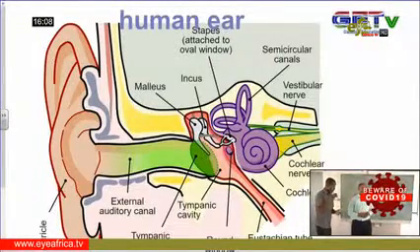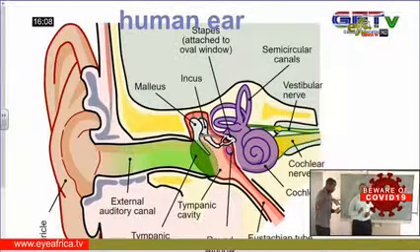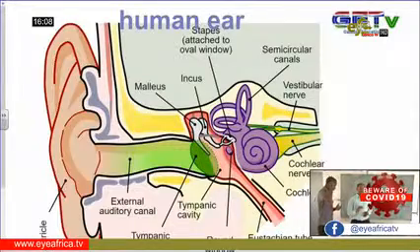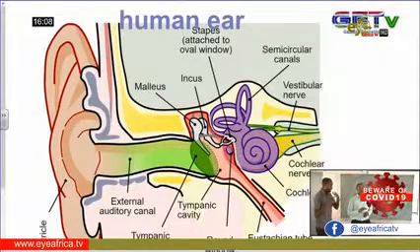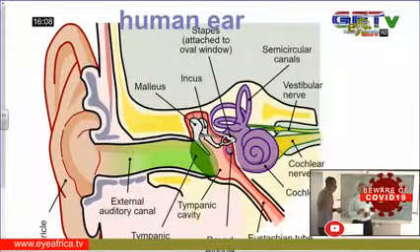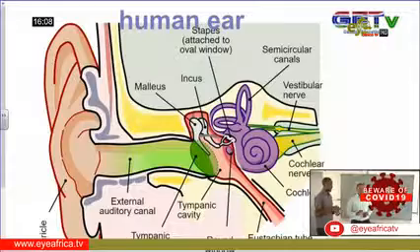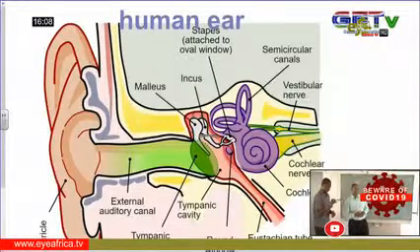Now finally, in the inner ear, we have two organs there. There is the cochlea, which is concerned with sound, and it's the main organ that helps us to process sound. You can see it is connected to the cochlear nerve. And at the top, you have the semicircular canals.